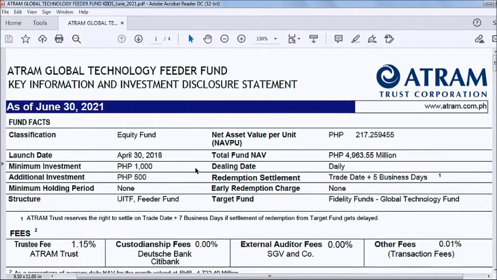So, that's it for today. I think we will just be talking about ATRAM Global Technology Feeder Fund, the key information and investment disclosure statement. So that is it for today's video. I just want to share to everyone the key information and investment disclosure statement of ATRAM Global Technology Feeder Fund para din maging aware tayo. What are the fund facts, the fees, and etc. Other things or important things na dapat nating maalala or malaman about a particular fund.